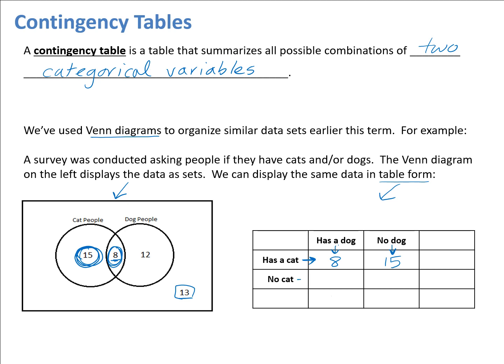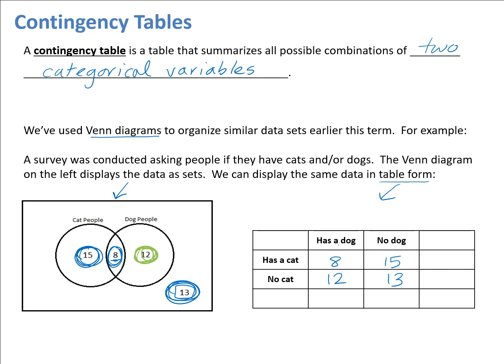Let's move on to the next row down. The next row down represents no cats, but the first entry in that row would be having a dog. So if we want to have a dog but no cat, that would be the 12 people who are in the dog circle but not in the cat circle. So that would be 12 people. And then if we continue over to no cat and no dog, that would be the people who are outside of both sets, which would be 13. So we basically just look at the information slightly differently, but it is still the same 4 numbers.